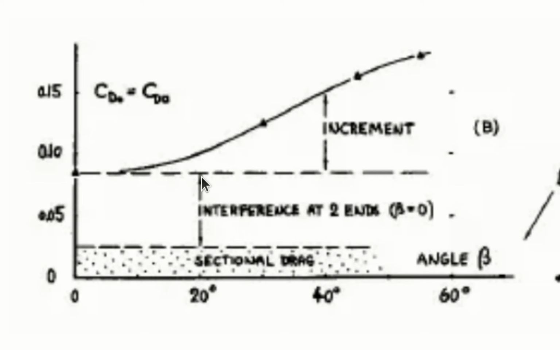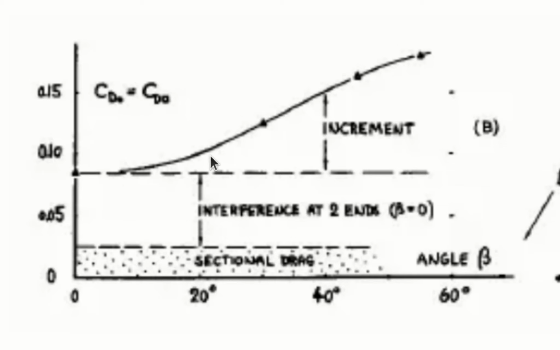Now this little increment here, this horizontal area, is the interference drag you would have when beta is 0. In other words, the interference drag you would have when this is straight up and down. Above this dotted line is going to be the change in interference drag as you change this angle. So of course, out here at 0, you just have the interference drag of the two parts.